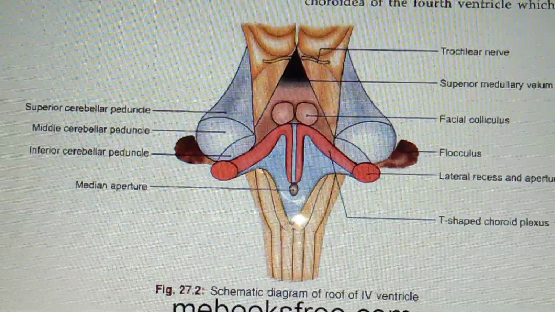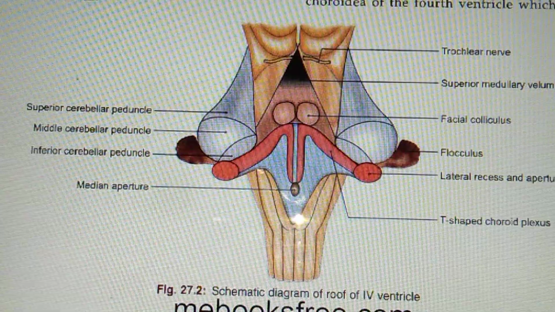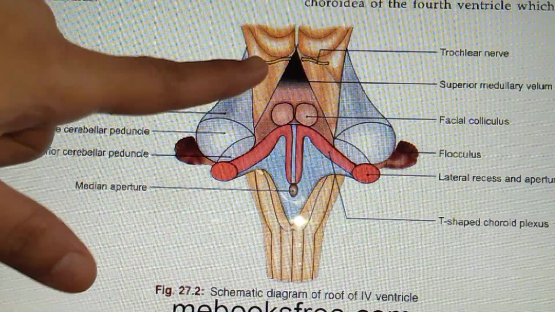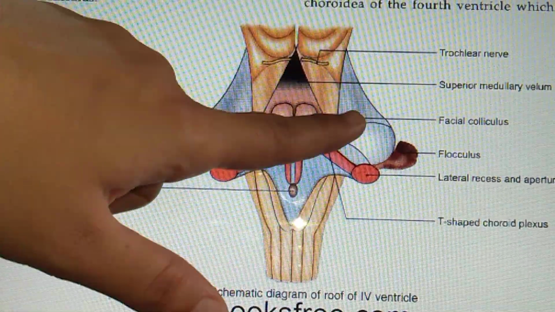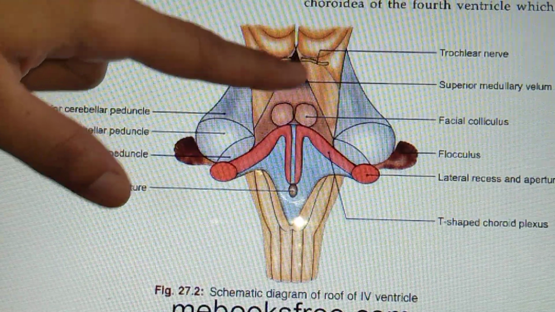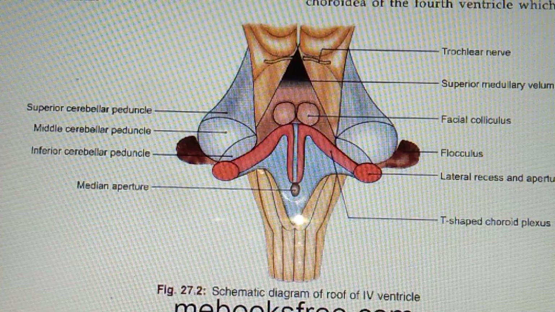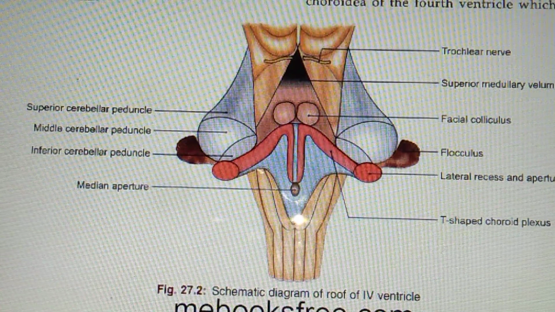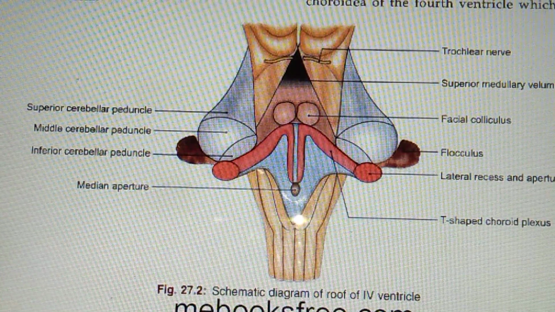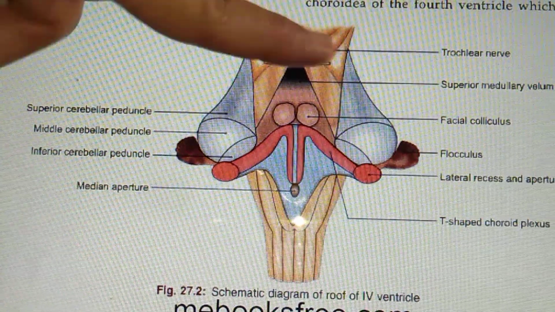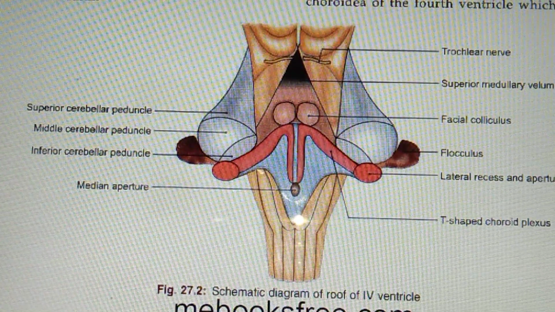inferior part. The superior or the cranial part of the roof is formed by the superior cerebellar peduncles and the superior medullary velum. The superior medullary velum is the thin transparent lamina of white matter which stretches between the superior cerebellar peduncles that you can see in the diagram, right?